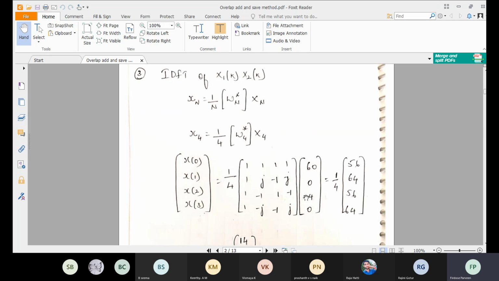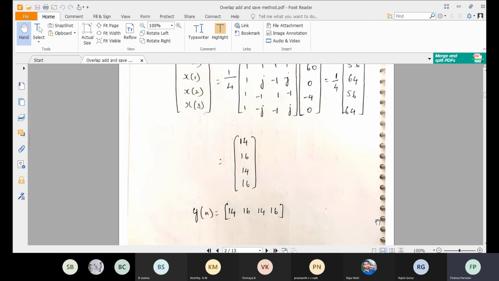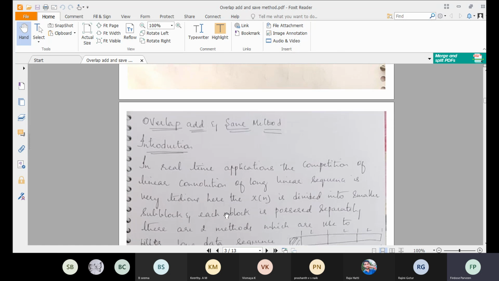Now like this, when you write 1 by 4, write the matrices and multiply them row into column, you will get this one. So divide by 4. Whatever the resultant is, that is nothing but your circular convolution. If you want, you can verify it using other methods also. You'll be getting the same thing, or we might have done it before. You may cross check it. So this is the same answer. Okay, so this is circular convolution.